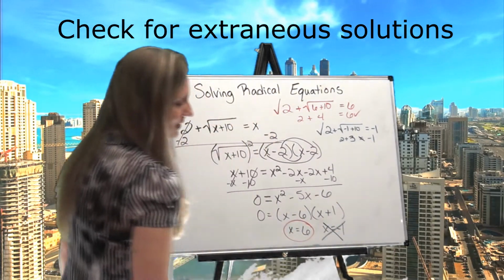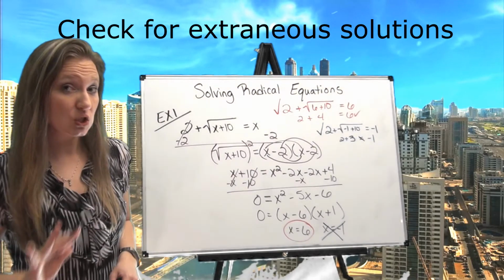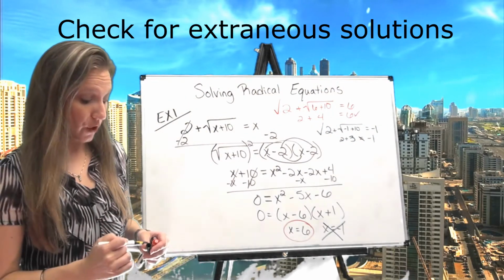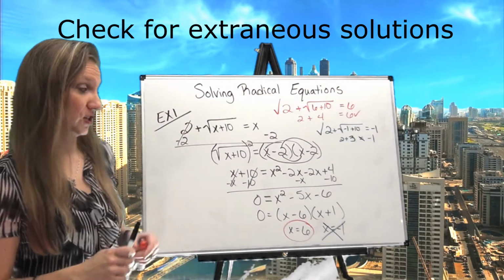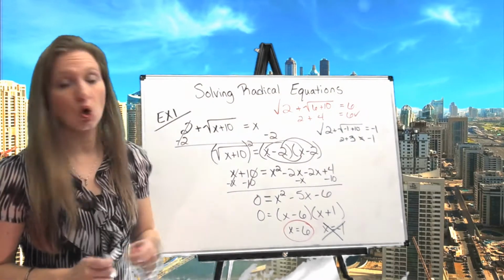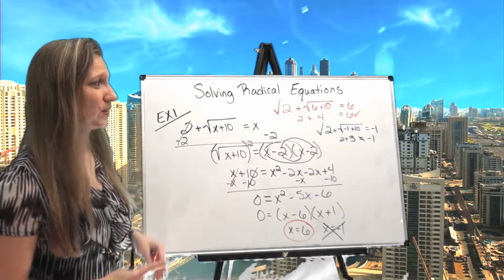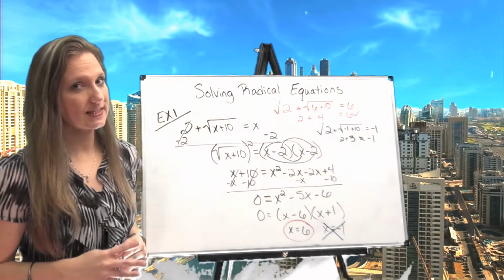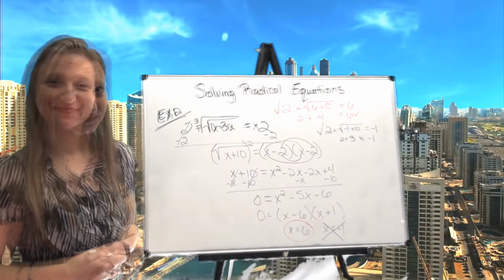Therefore, negative 1 is an extraneous solution. It is not a solution for this equation. So 6 is our only solution. Now you can see why it's really important that you check, because that does occasionally happen.